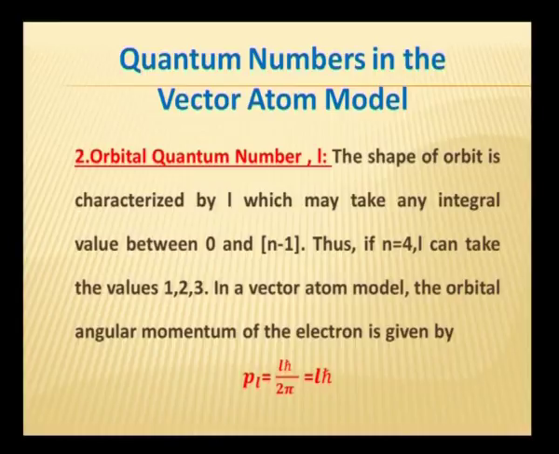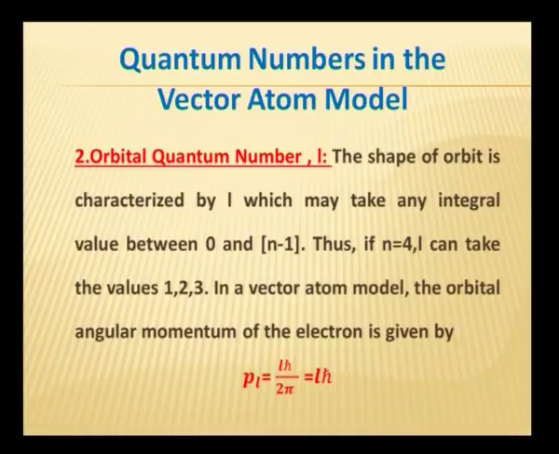Then second is the orbital quantum number L. The shape of the orbit is characterized by L, which may take integral values starting from 0 to n minus 1. If n is 4, L can take values like 0, 1, 2, 3, right. In the vector atom model, the orbital angular momentum of the electron is given by P_L equal to L h cross.